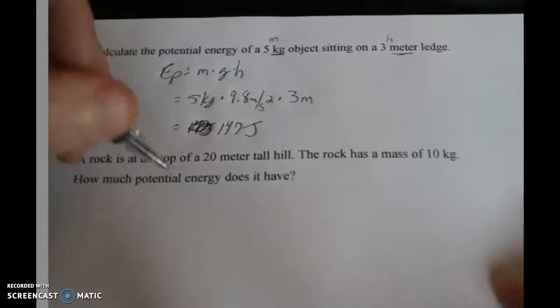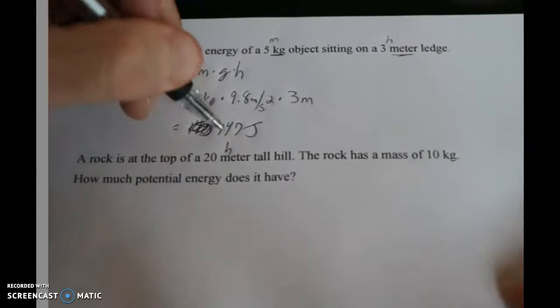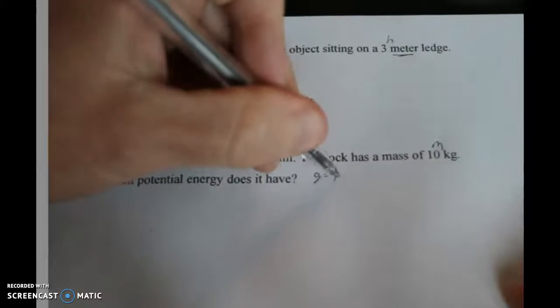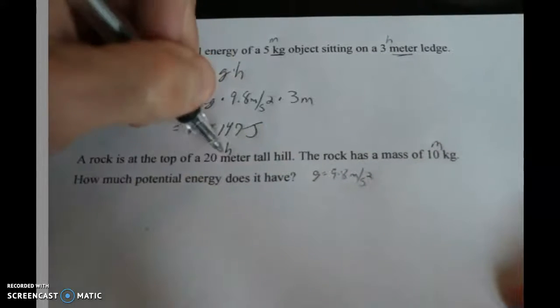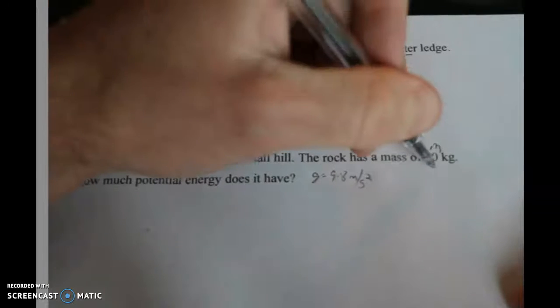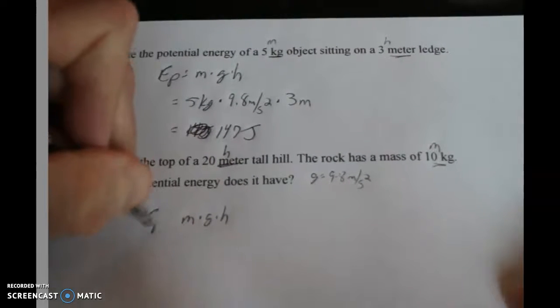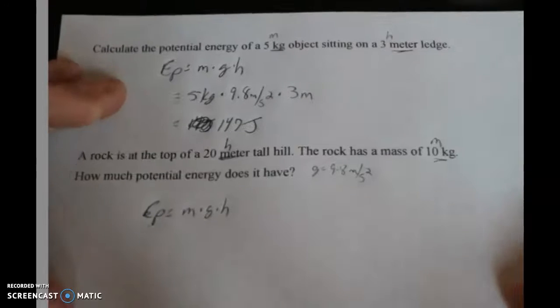This one's asking for potential energy again. It gives me the height, gives me the mass. I know g is 9.8 meters per second squared. The height's in the right units, the mass is in the right units. So if I just do mass times gravity times height, I will end up getting the right answer there. Again, straightforward for that one.